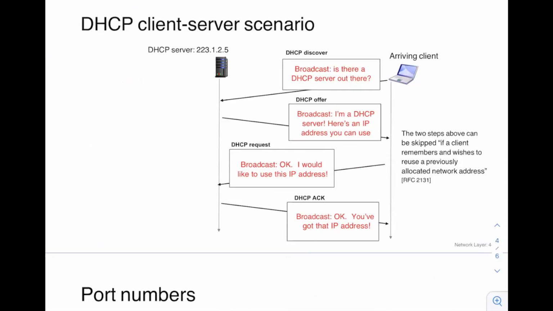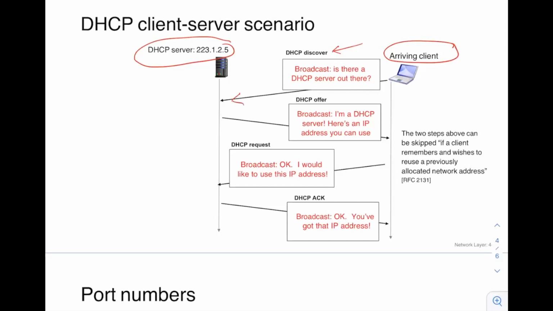Now let's try to understand in simple layman terms what is happening in these 4 steps. So you have the DHCP server here, whose IP address is 223.1.2.5, and you have a new arriving client in this network. This may be your laptop or your mobile phone. Now, the first message is the DHCP discover message that is sent from client to DHCP server. You can see the arrow mark from client to server, and this is the broadcast message.